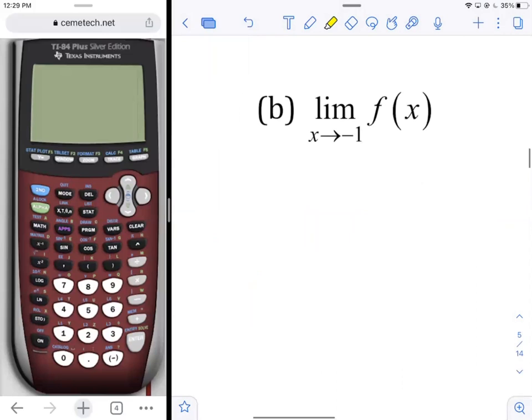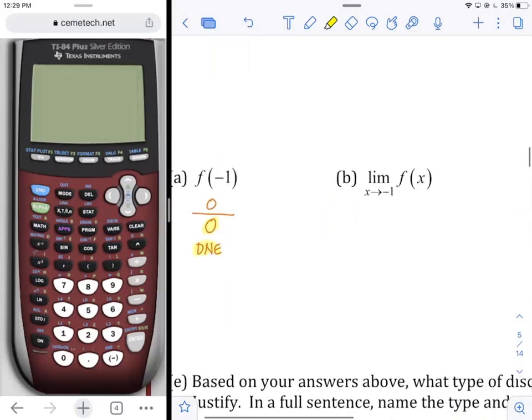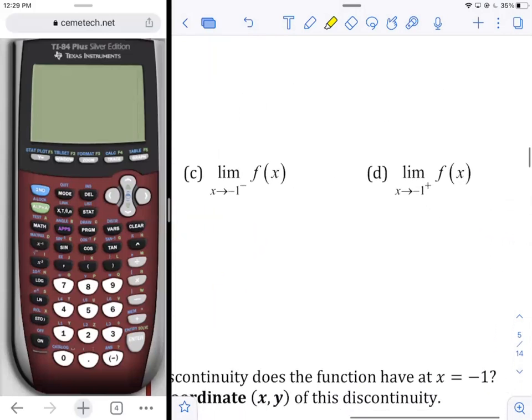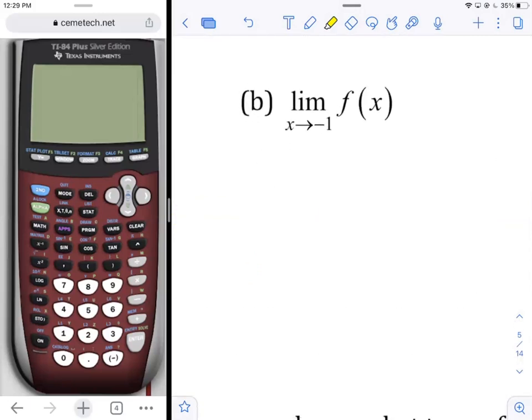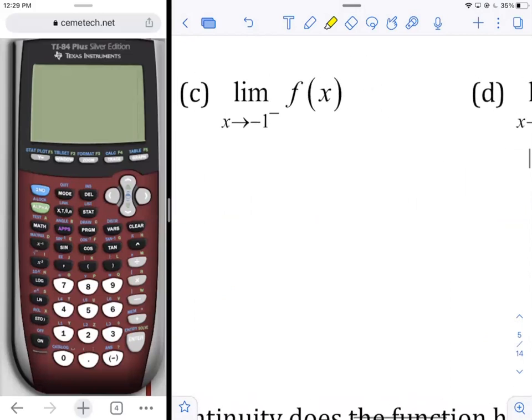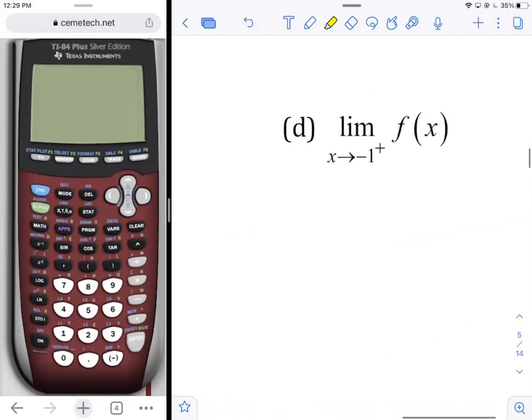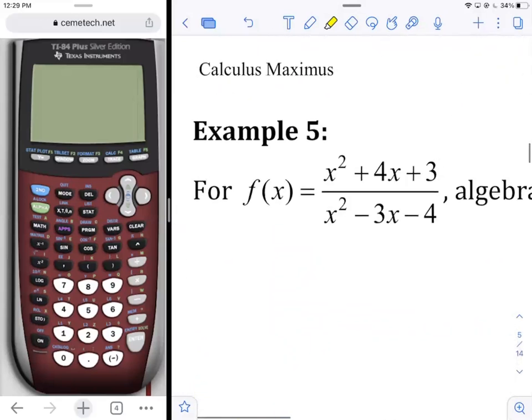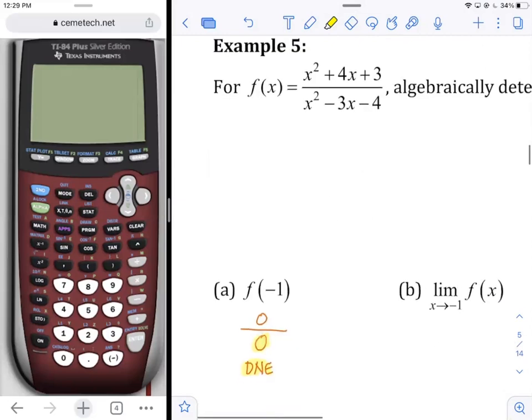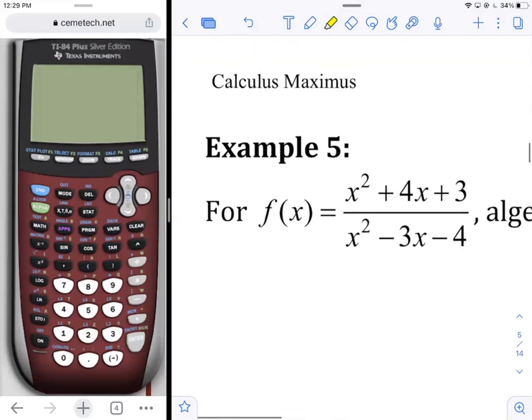So here you go. Find the limit as x goes to -1. Well, look what C and D are. If I answer the question to B first, doesn't that pretty much give me the answers to C and D? Yes. So now, how can I algebraically, without a calculator, find that general limit? Factor, divide out, and then plug in.